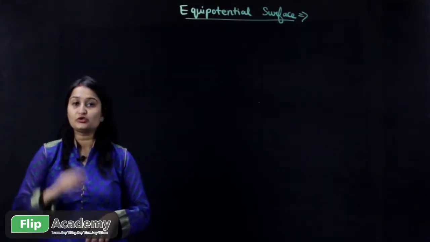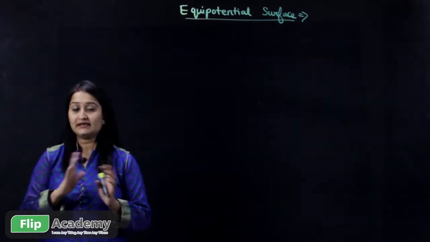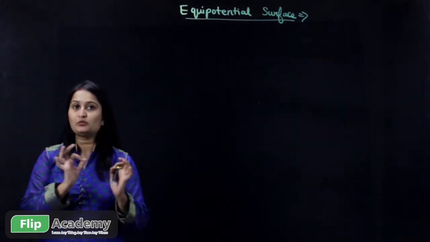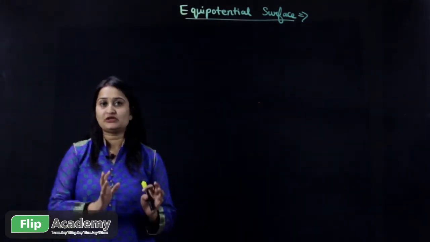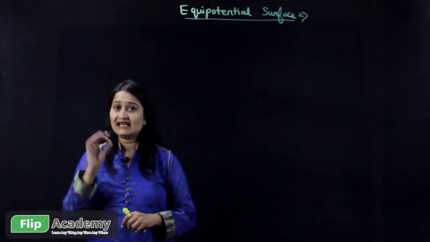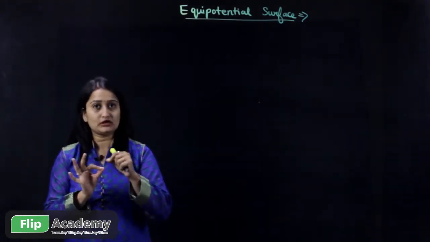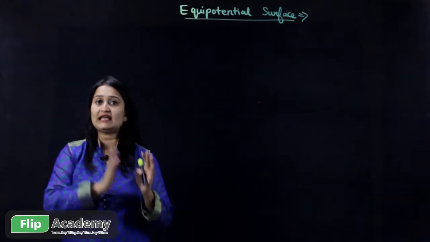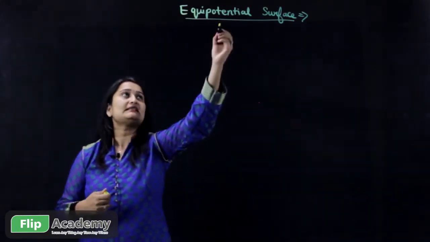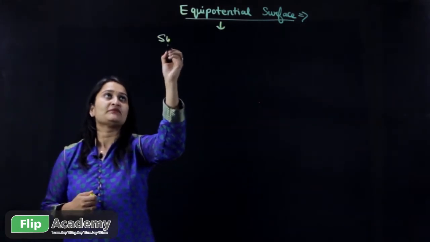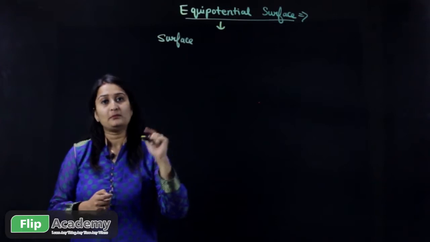Now, moving on to the most important topic, that is equipotential surfaces. Let us understand what equipotential surfaces are. As the name suggests, an equipotential surface is basically a surface where the potential is the same at all points. So, what is an equipotential surface? This is a kind of surface where the potential is the same at all points.